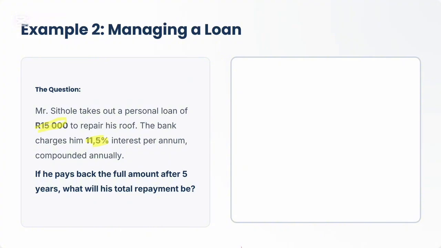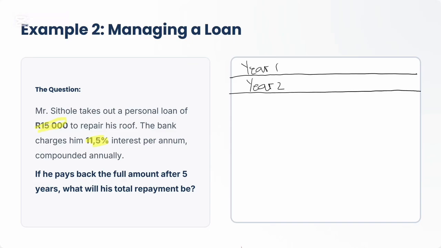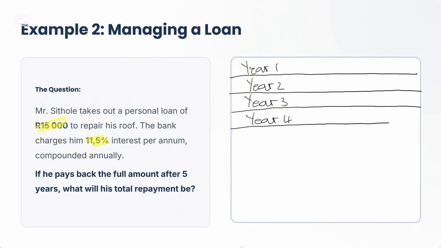So we're going to do the same thing. Year 1, and then we're going to draw a line. Year 2, and then we draw a line. We're going to do year 3, draw a line, and then year 4, draw a line again, then year 5, obviously, and draw a line again. Hopefully I do have enough space.